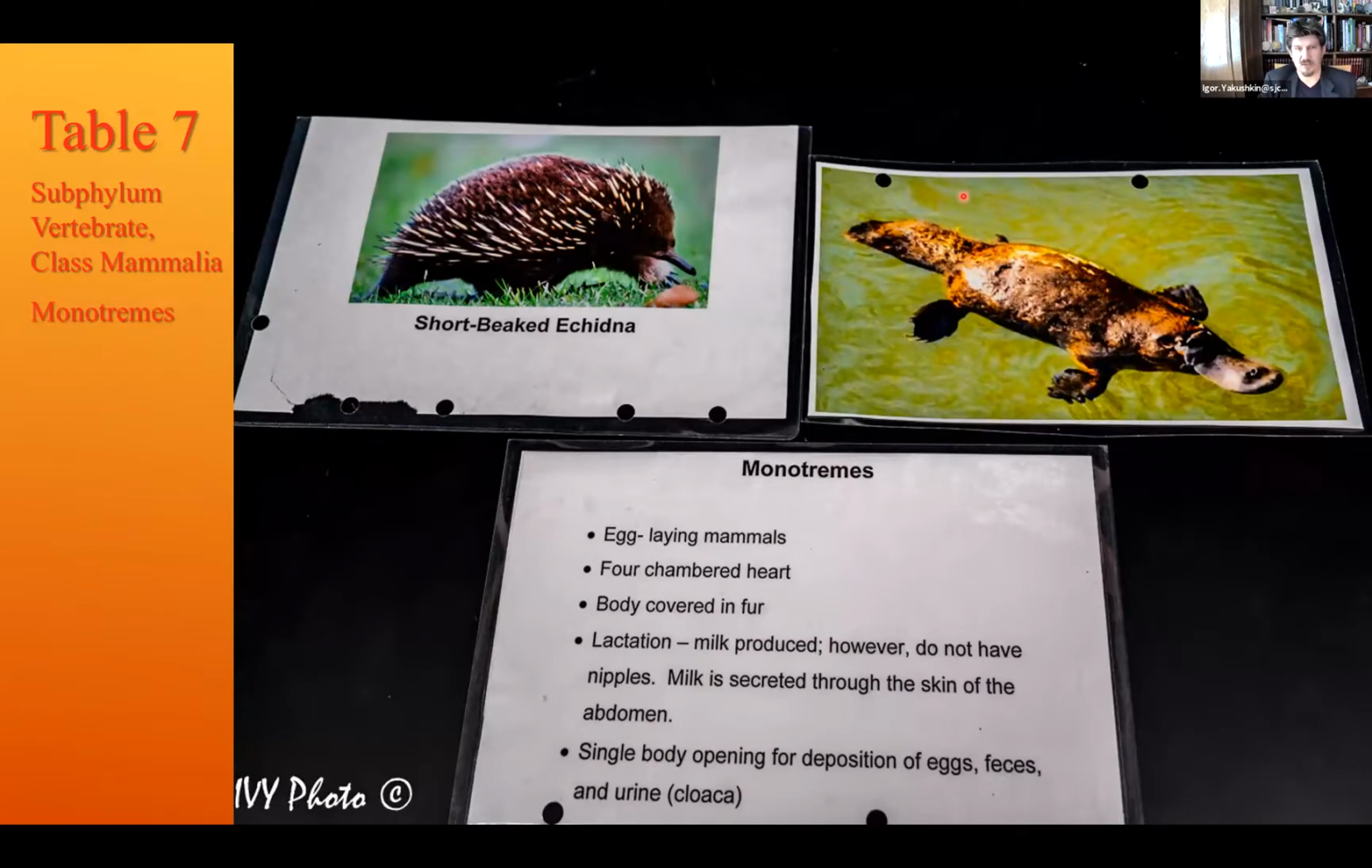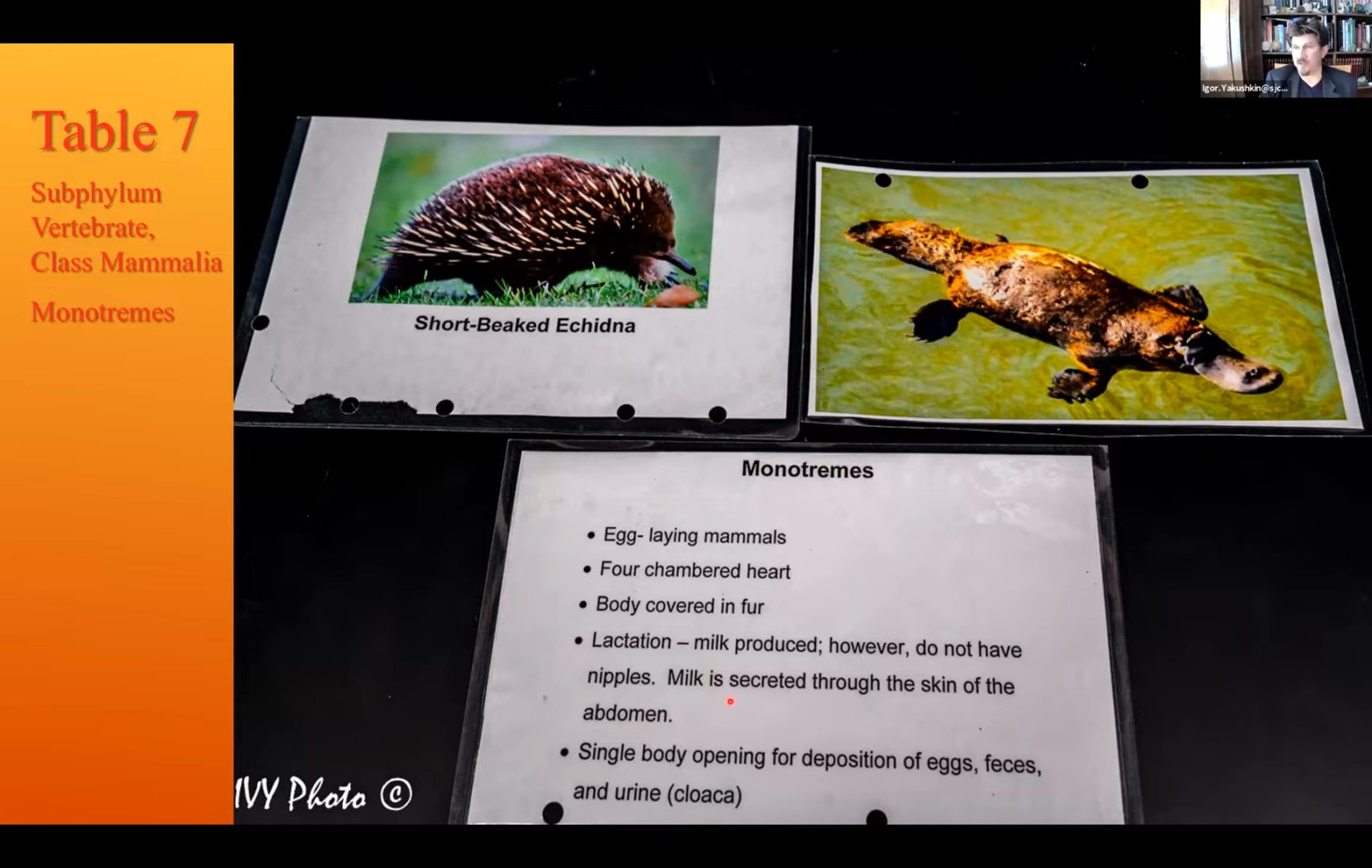All of them are protected species, of course. And so we have the echidnas, spiny, porcupine-looking creatures, and the platypus. What they do, they lay eggs. They do have hair, four-chamber heart, well, fur, not hair, well, everything else. However, they wait for the little ones to hatch, and then they feed them with milk. So milk is secreted through the skin on the abdomen; they don't really have nipples.